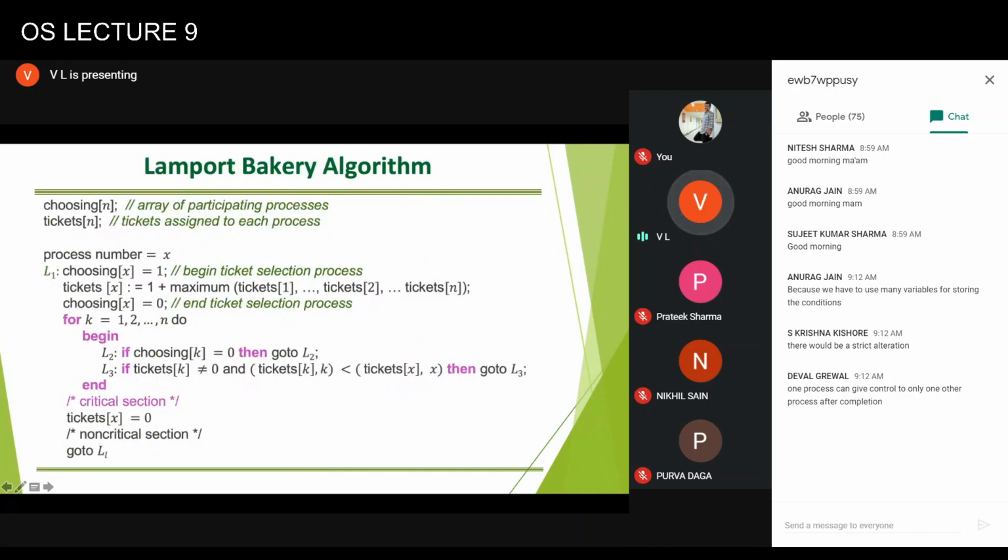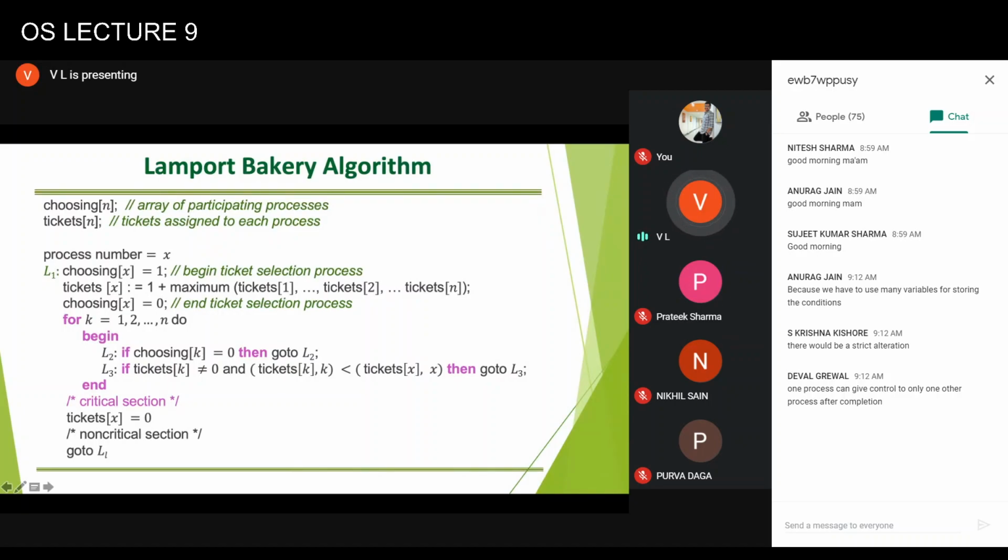Now, in this particular case, the process will check whether there is any other process which is trying to select the ticket. If yes, it will continue in this loop. If none of the processes wants to go for the ticket selection, or all the processes have got the ticket, then they will go to the next phase, where only the processes which do not want to enter the critical section will not be considered.